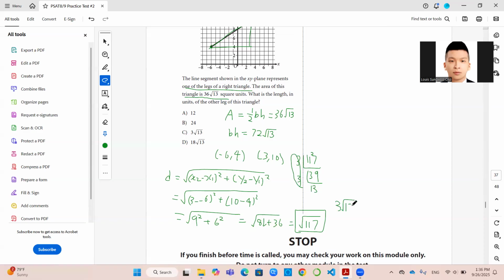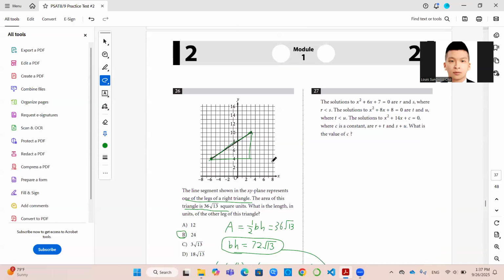So we have this guy over here. And 3 square root of 13 times x is equal to 72 square root of 13, because I'm using this guy over here. And we want to solve for x. X is obviously going to be 24. So B is the correct answer.